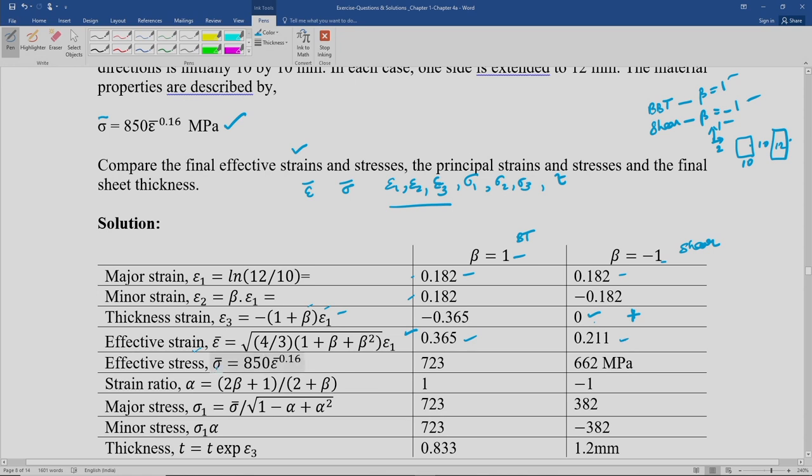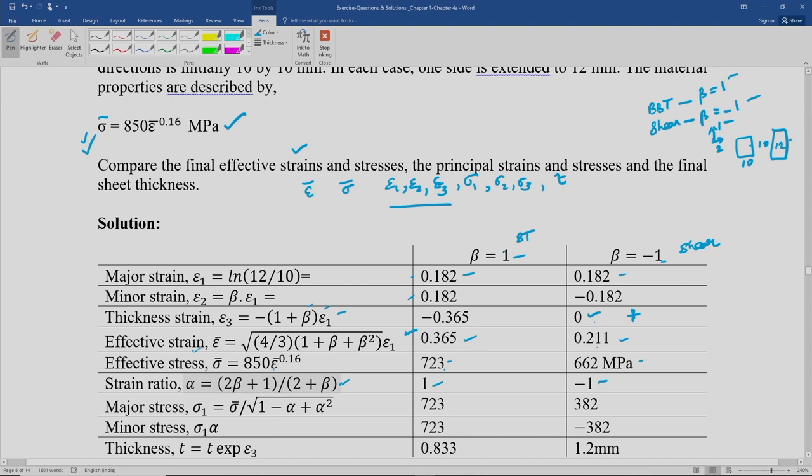Next step is to find sigma bar. Sigma bar equation is provided, otherwise you cannot get sigma bar. Sigma bar equation should be given, okay. Then just substitute epsilon bar here, you will get sigma bar. You can also understand that because deformation is happening at constant thickness, that means thickness strain is 0, you need a lesser effective stress to reach that level. Here you need larger effective stress, okay. And one straightforward thing which you can find out: beta, if it is known, alpha can be found out, it is 1 and minus 1.